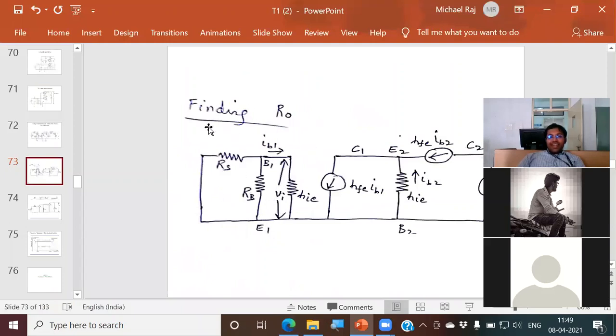Right? I am finding R naught, so I should only see this circuit. I should ignore all my previous circuits. I should see only this circuit. Here my IB1 is.